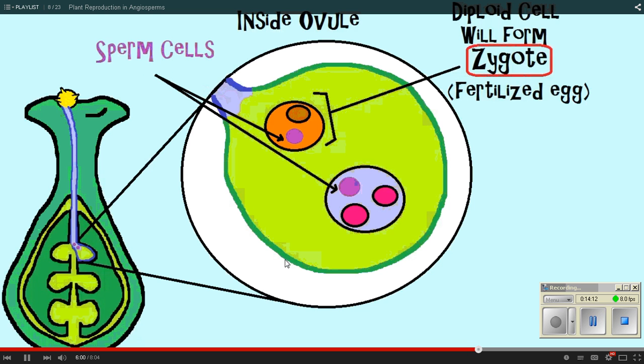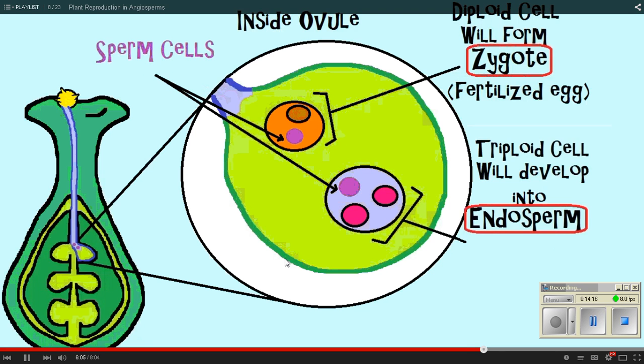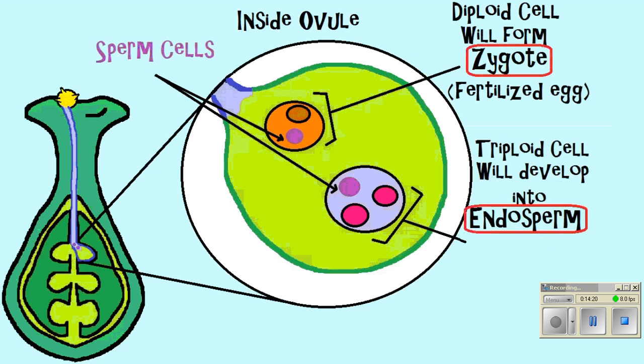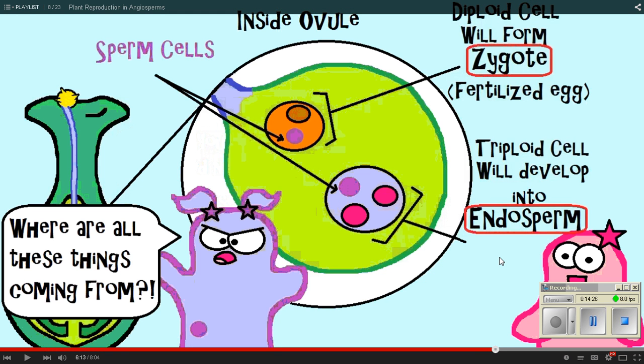The second sperm cell joins with the two polar nuclei. The function of combining with these two polar nuclei is that this will develop into the endosperm. The endosperm is full of nutrients for a developing baby plant. And so this is just a fun fact. Endosperm is actually what's feeding that baby plant as it's just a seed. And so the endosperm is the plant food that's inside of the seed, and it's carried around so the seed can last for a long time.